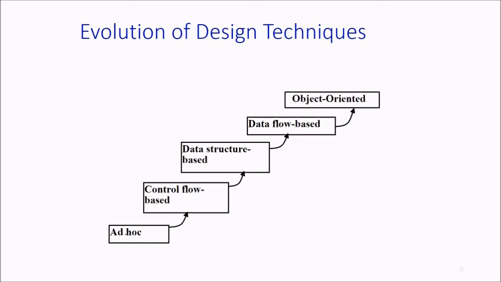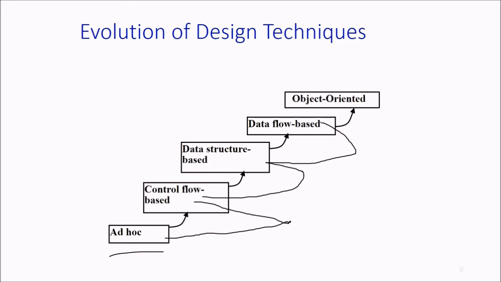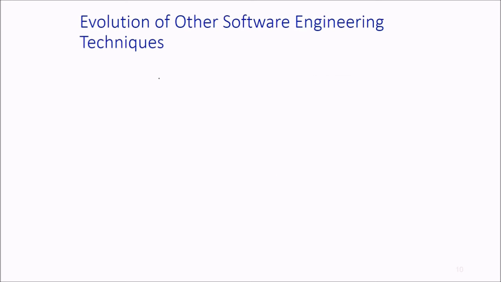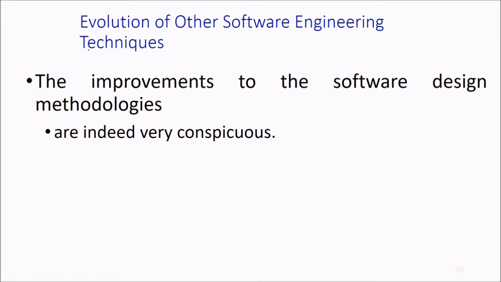So what happened, the way we discussed, the code evolved like this. First it was ad hoc, exploratory, then it came down to control flow based, then data structure based, then data flow based, and finally object oriented. Now most programming languages are object oriented, or in some manner adopt this object-oriented paradigm. But there are other software engineering techniques also. They were evolving, and the improvements to these software design methodologies are very conspicuous.